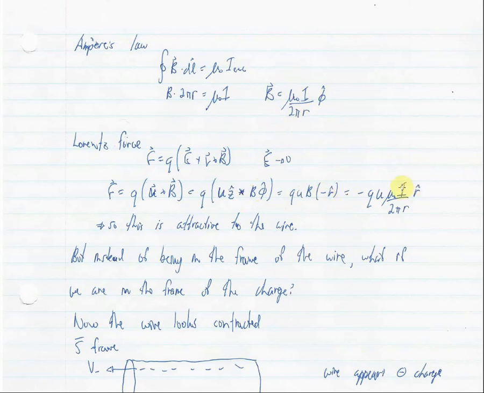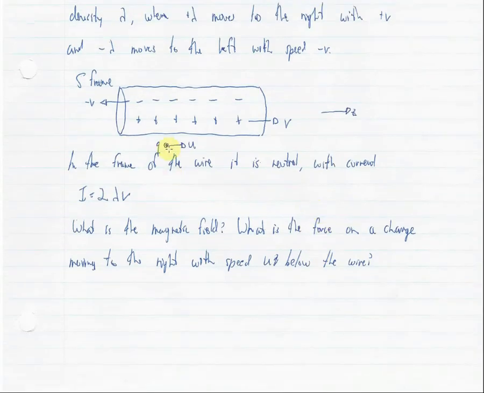And so this Lorentz force on this test charge is going to be negative Q u times mu naught I over 2 pi r in the r hat direction. Negative r hat means that this is attracted to the wire. So this charge is moving here, and it moves towards the wire.